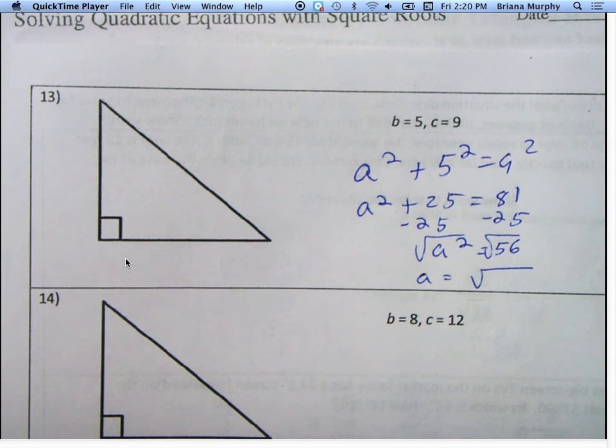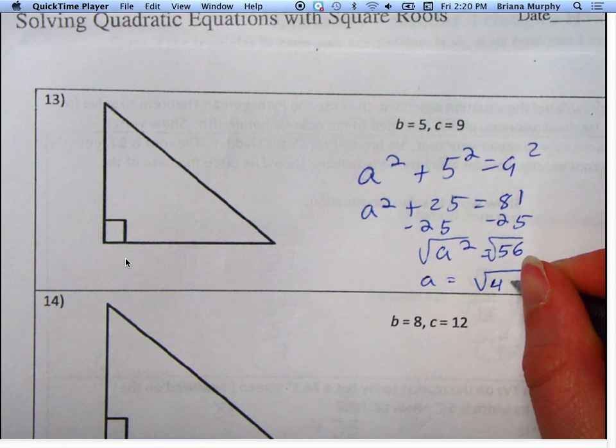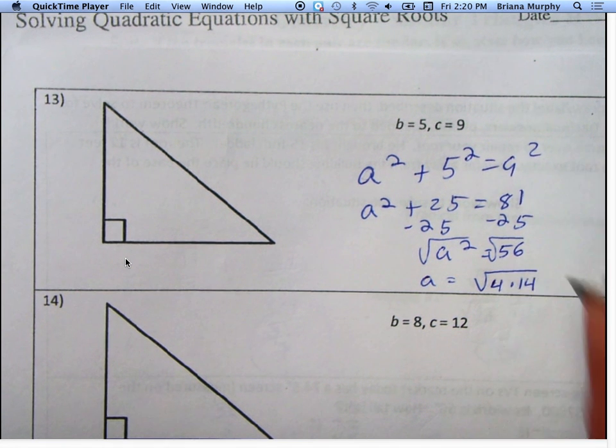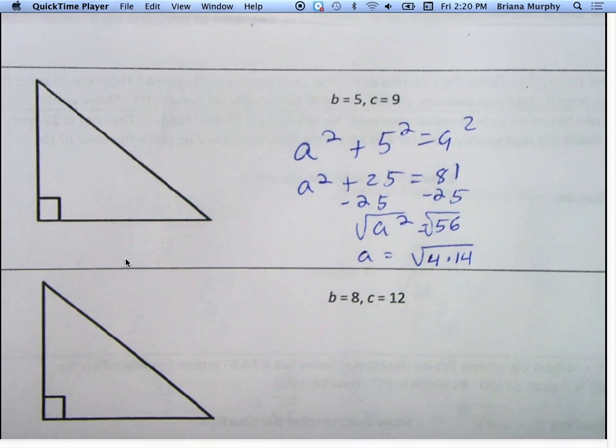8 times 8 is 64. So 4 and 14. Oh, and then there was a different one. I didn't know that either. When I did this, I don't know how to figure that out in the calculator.